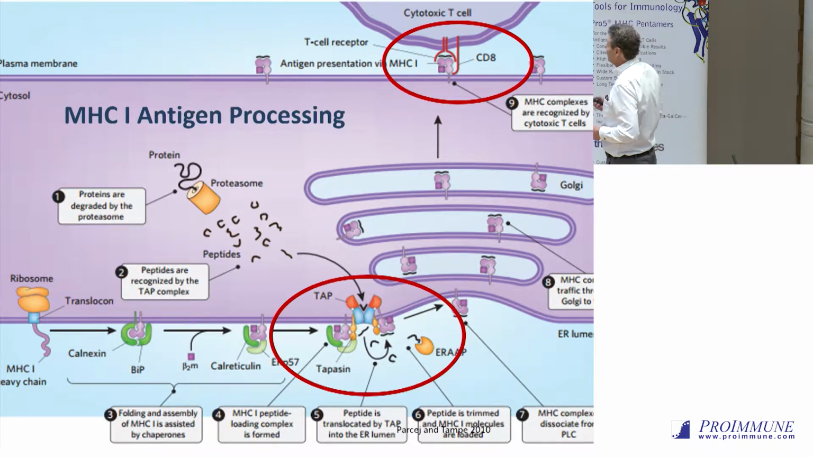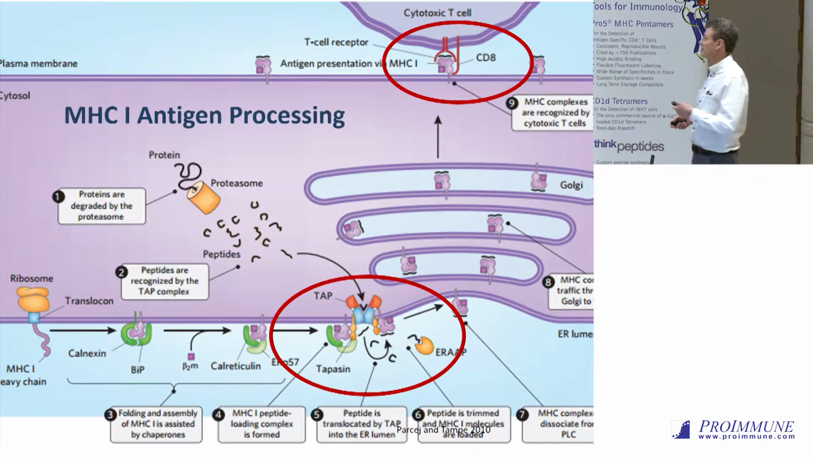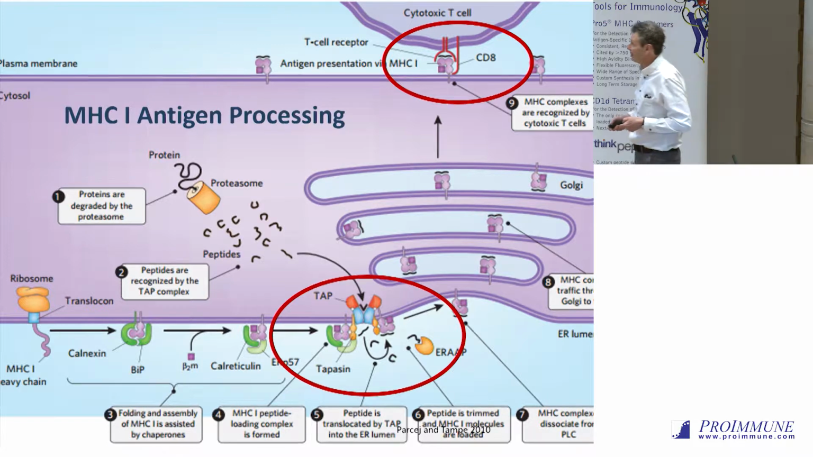I think it makes a lot of sense to think about a second function of MHC class 1, which is its peptide selector function here in the endoplasmic reticulum. So this is the intersection of two intracellular pathways, the biogenesis of MHC class 1 molecules.